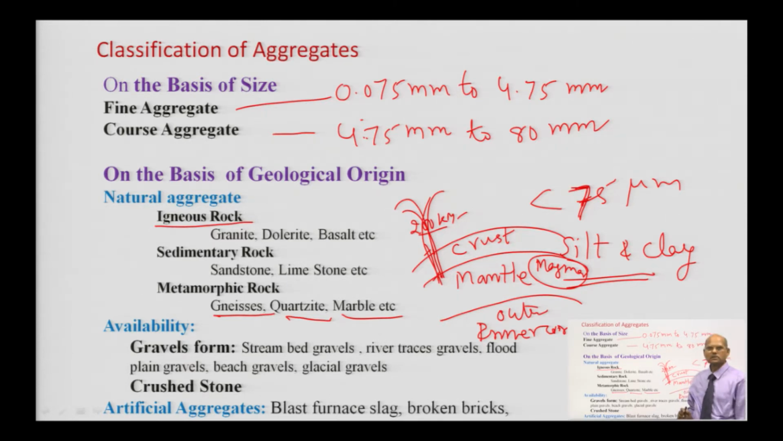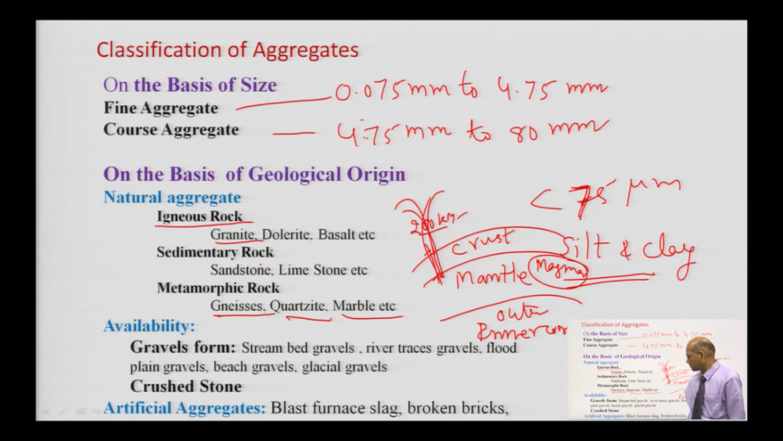Geological origin. Granite is a very hard rock, and all types of granite can be used as aggregate. So, this is very important.